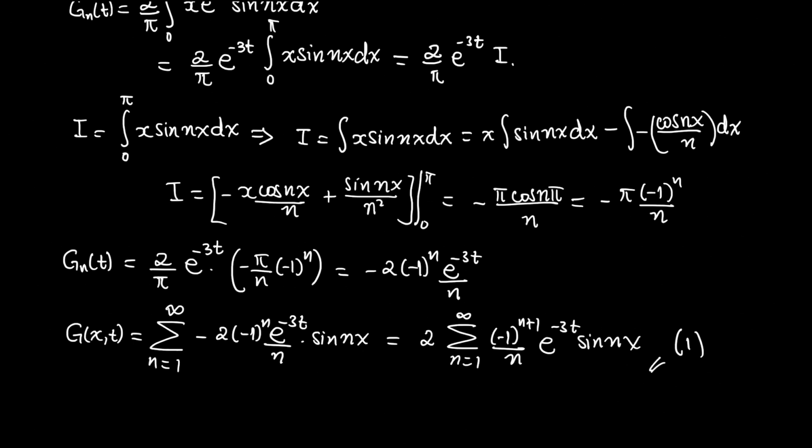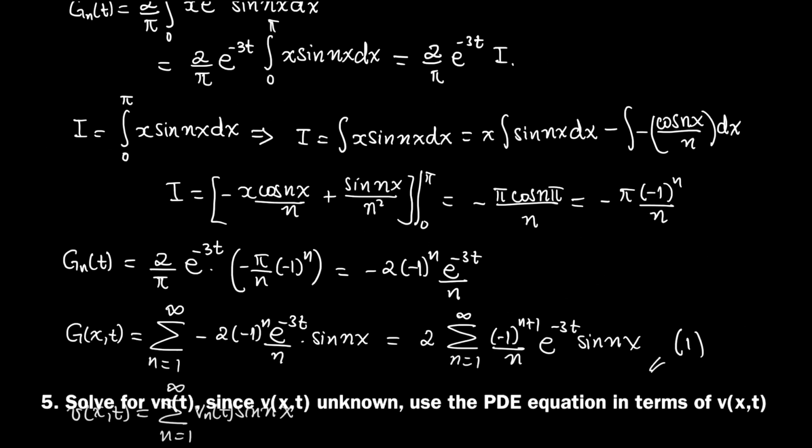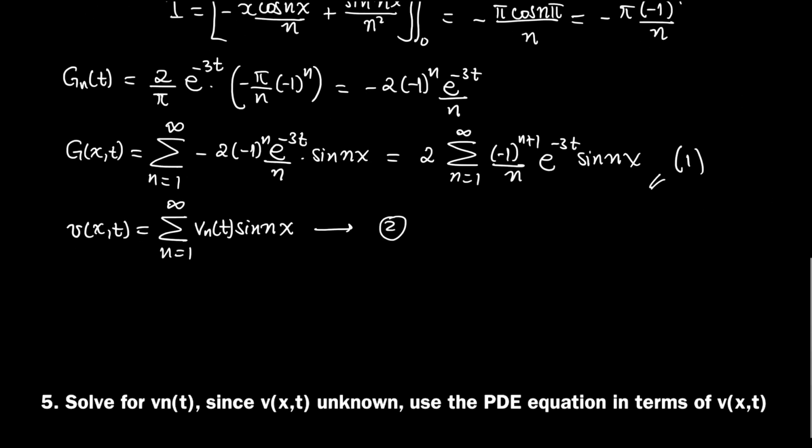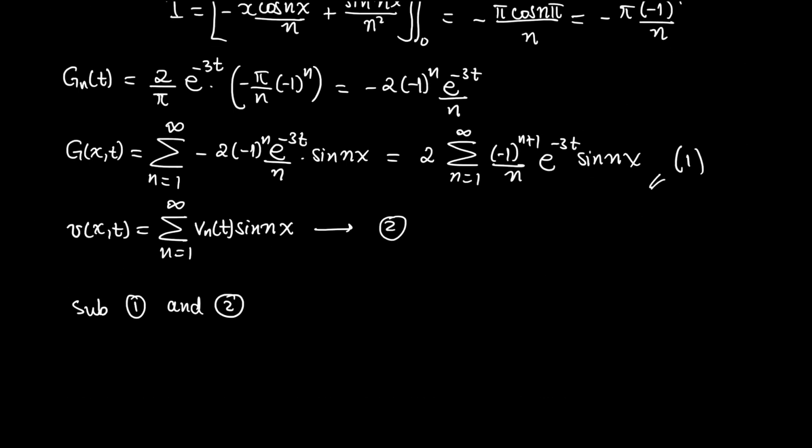That's g(x,t). Now I know that v(x,t), as I wrote before, was equal to some series function, v_n(t) sin(nx). I need to solve for v_n. To solve for v_n(t), I should use v(x,t), but I don't have v(x,t). So I'm going to call this 2. I need to substitute 1 and 2. This is actually the general procedure that I'm showing you for how to solve these types of problems.